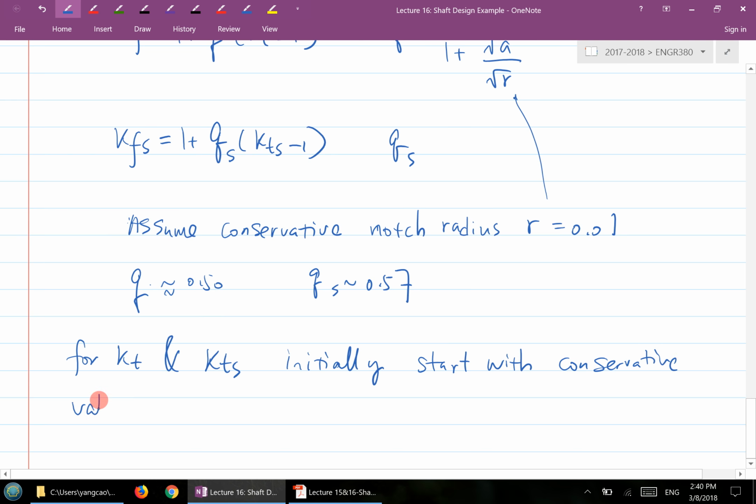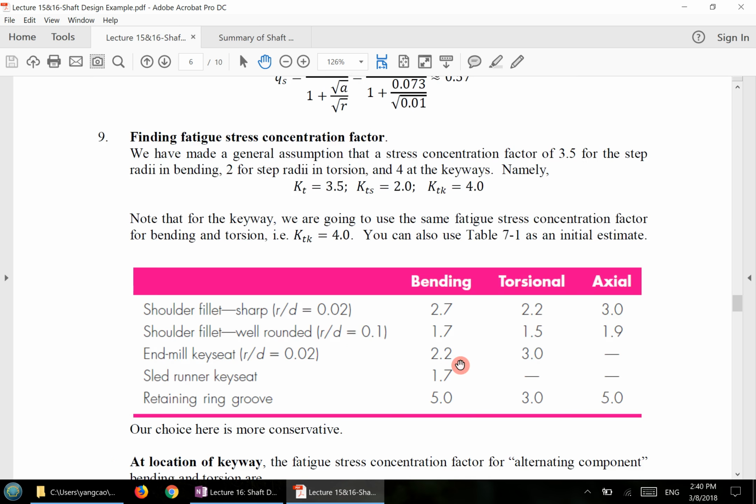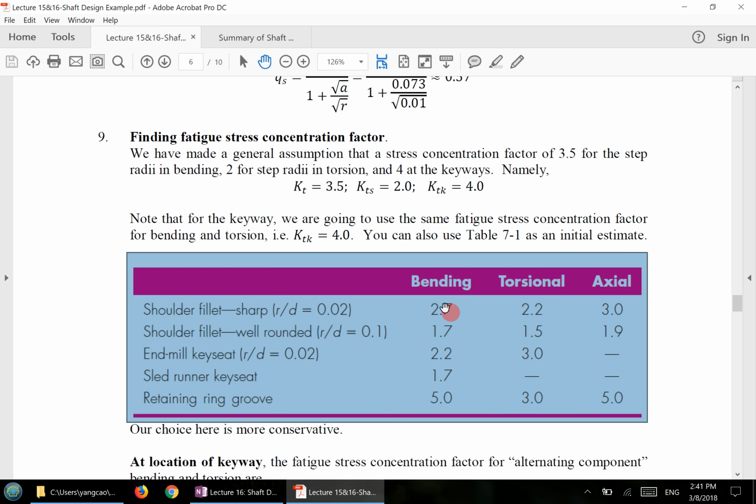The conservative values in the textbook: in the previous lecture, I actually showed you a table here. This is one of the tables that you can use to start your KT and KTS. For example, if you consider shoulder fillet ratio r over d equal to 0.02, you can start your KT at 2.7, KTS at 2.2, and for a K-sit you can start with 2.2, right? So this is a starting point you can start with here.